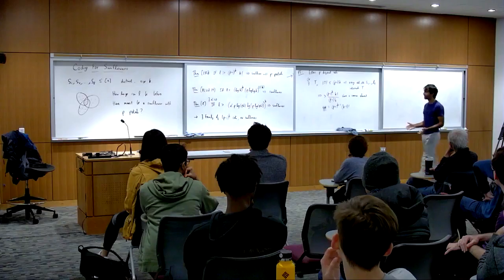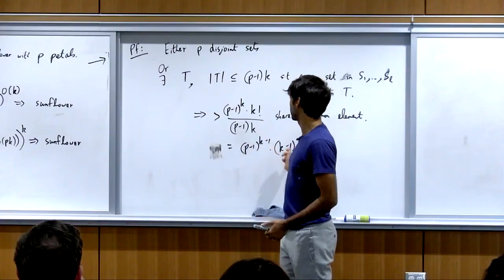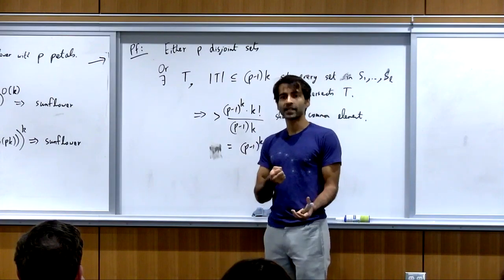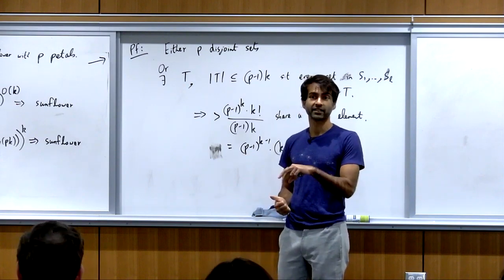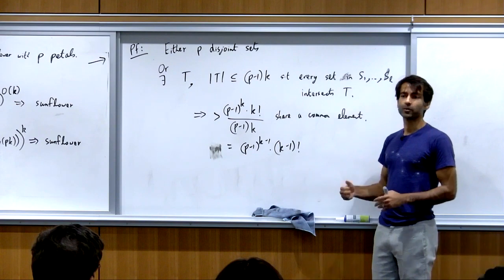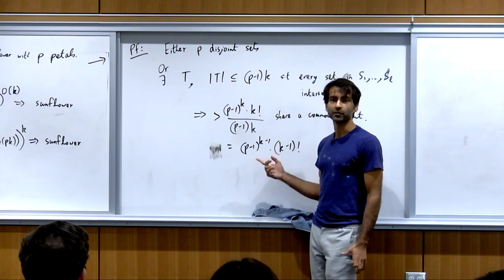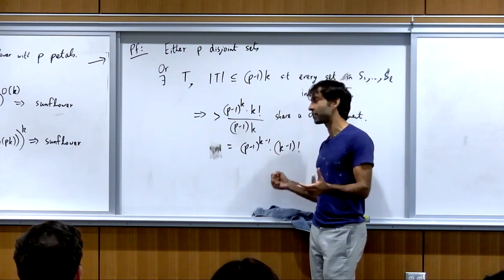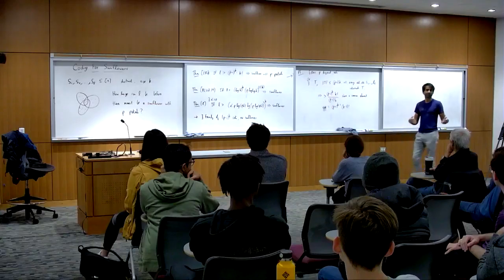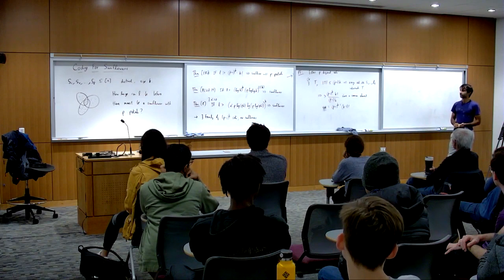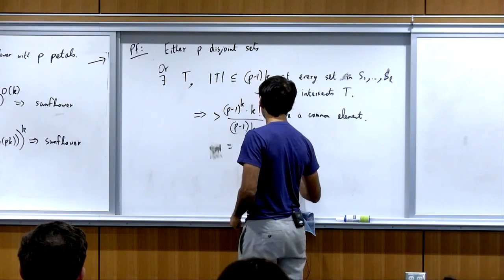Now I can complete the proof just by induction, because I have this one element that's in this many sets. If I take that element out and delete it from all of these sets, I get sets of size k minus 1, and this many sets of size k minus 1. So by induction, these k minus 1 size sets will have a sunflower with p petals. And if I take that sunflower and put this common element back in the middle, I'll get a sunflower in the original family. So you continue by induction, and you find a sunflower.